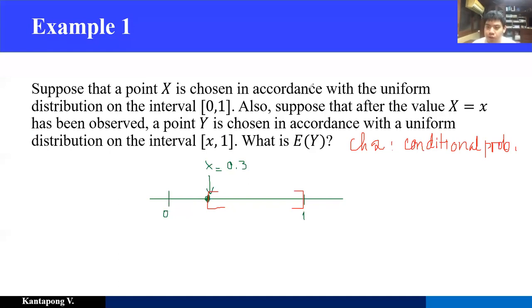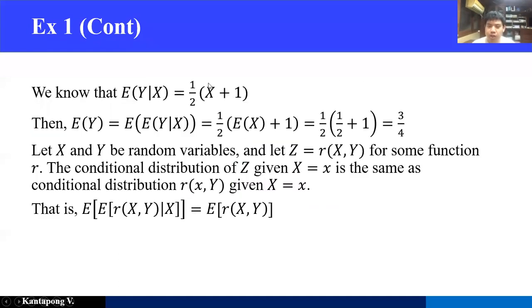So we can use the identity here that if we know x, we know y, that's easy. So we can take the double expectation here. This one is easy to find, right? Because y is between x and 1, it must be 1/2 of x plus 1. So we have to take the expectation of this one. It's going to be 1/2 E of x plus 1, which is 3/4.